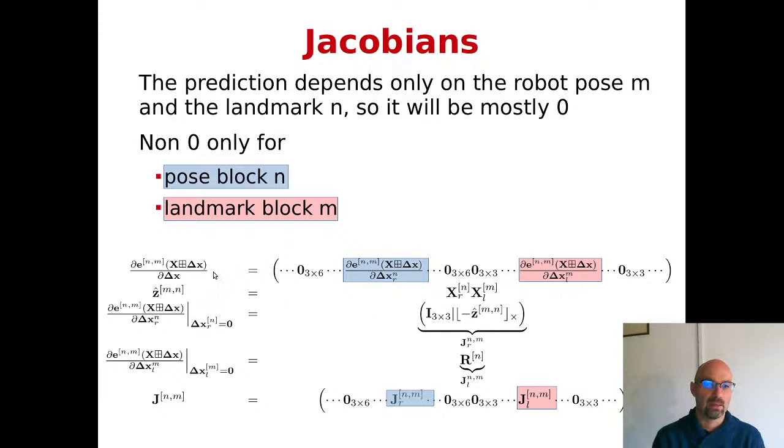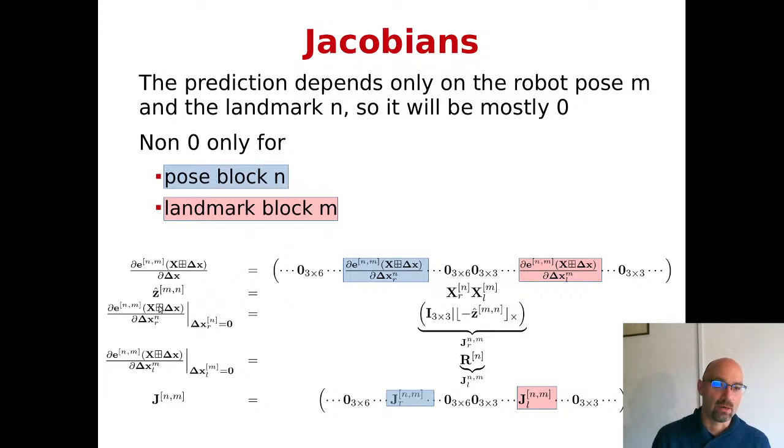So in general, the derivative of our error will be 0 everywhere, but in two tiny little parts. And these tiny little parts correspond to the derivative of the error function with respect to the perturbation on the robot position, and the derivative of the error function with respect to the perturbation of the landmark. Okay?